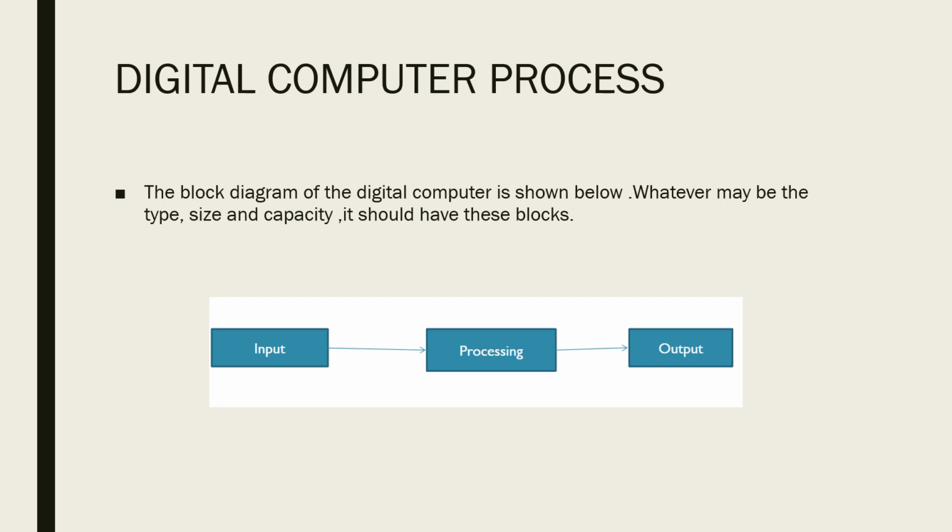Next topic is digital computer process. Here I have depicted the process using this block diagram, as you can see. So first thing that happens is input. First the input is taken using input devices, and then the processing is done using CPU, and then the output is given via means of output devices.